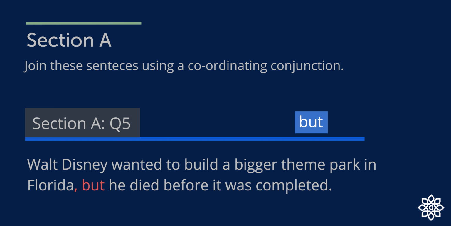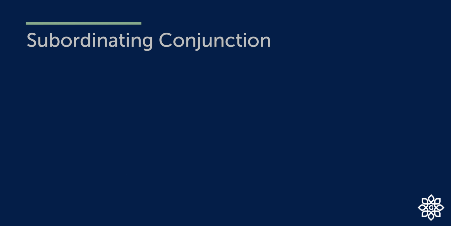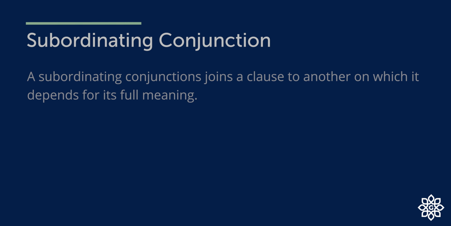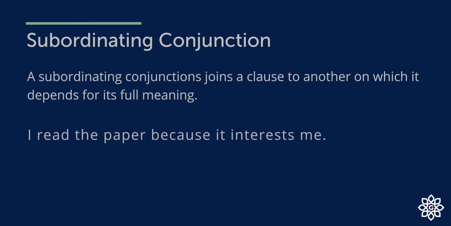Now let's look at the next class, subordinating conjunction. So what is a subordinating conjunction? A subordinating conjunction joins a clause to another on which it depends for its full meaning. It joins a dependent clause onto an independent clause. Okay, for example, I read the paper because it interests me.